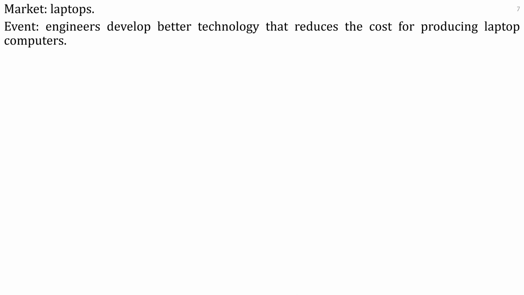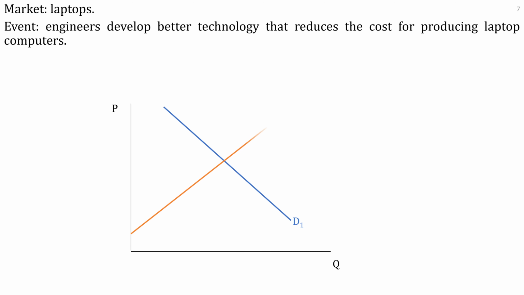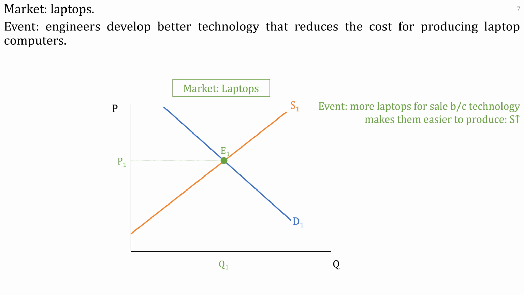All right, so now let's look at the market for laptops. So again, we just draw the market, supply, demand, label the equilibrium, and label the market itself. And then the situation is that engineers develop better technology that reduces the cost of producing laptops. So what that's going to do, and this happens with better technology, it's easier to produce. There will be more laptops available for sale. Okay, so what that does is it increases the supply of laptops.